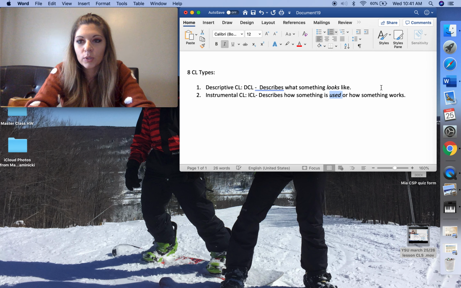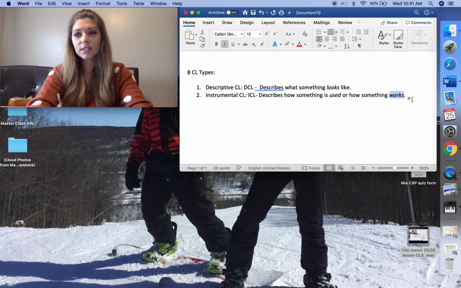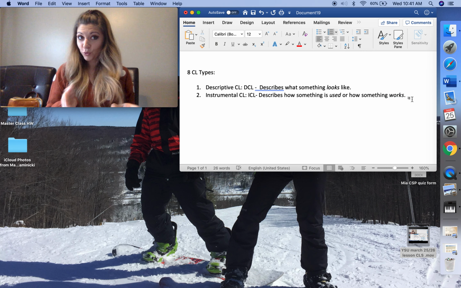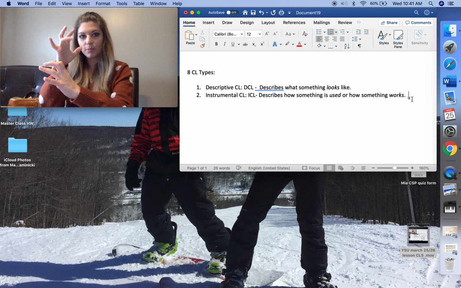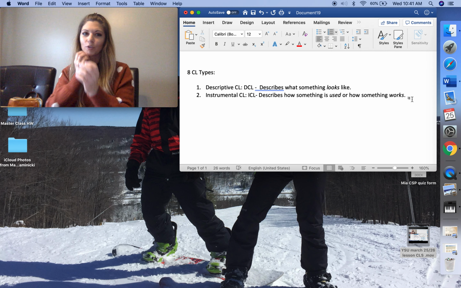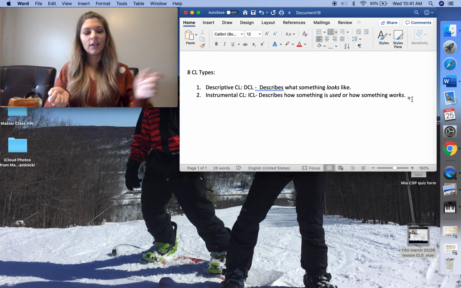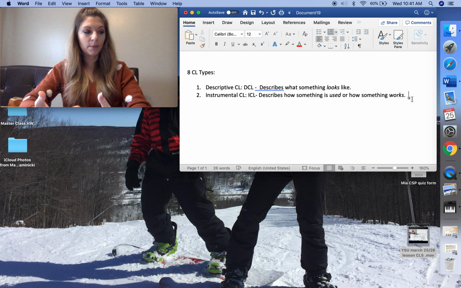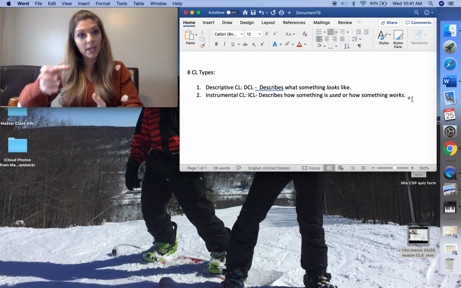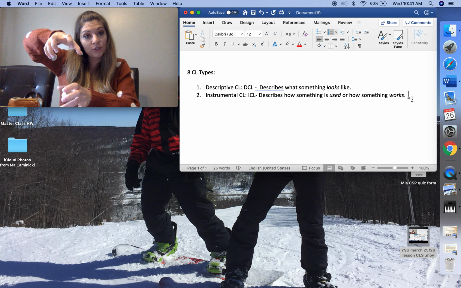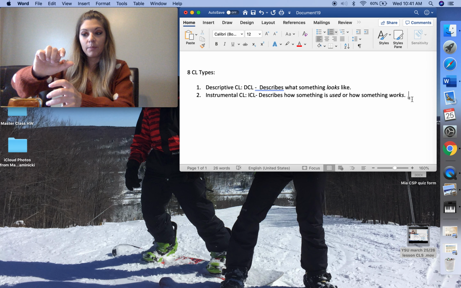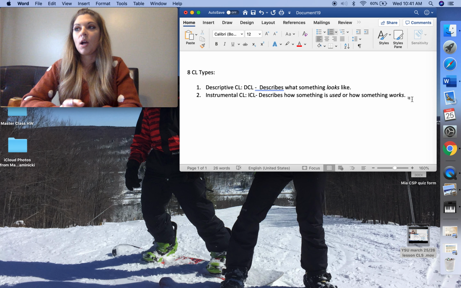Used is a very important word here, or works. So anytime I use an instrumental classifier, and if you want to think about it like instruments, like how do you use a trumpet? You push the buttons here, or a flute, or a guitar. You're showing how it's used. Think about a water bottle. If it's a plastic bottle that you just bought from the grocery store, you twist the top like this, but maybe it's a Hydro Flask and you have to change your hand shape. Maybe it has a flip-up nozzle.